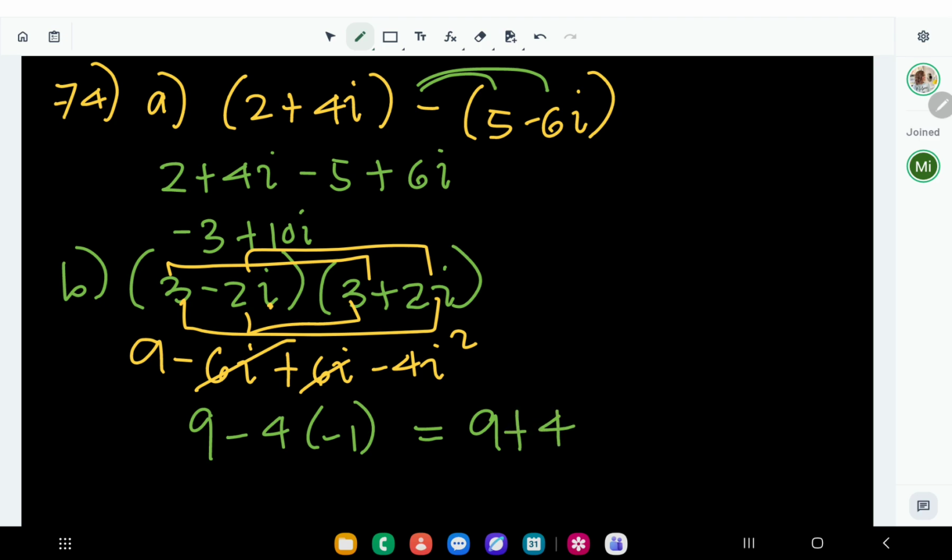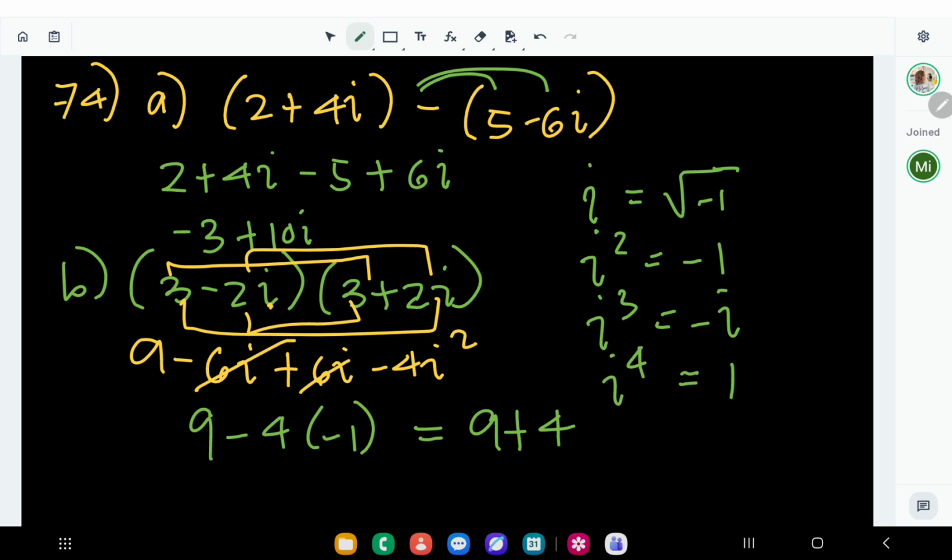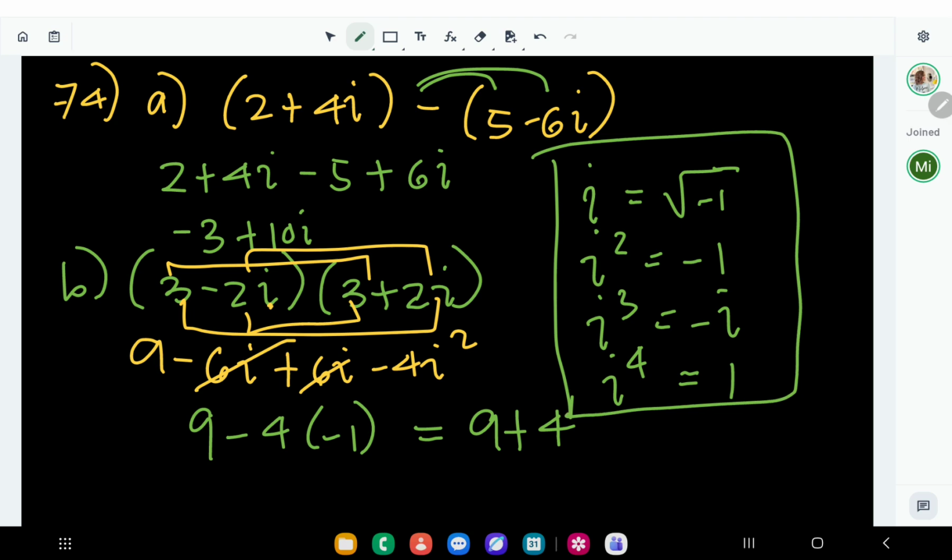So you should remember this. The value of i is equal to the square root of negative 1. i squared is equal to negative 1. i cubed is equal to negative i. Then i to the fourth is equal to 1. This one is very important. You should remember that.